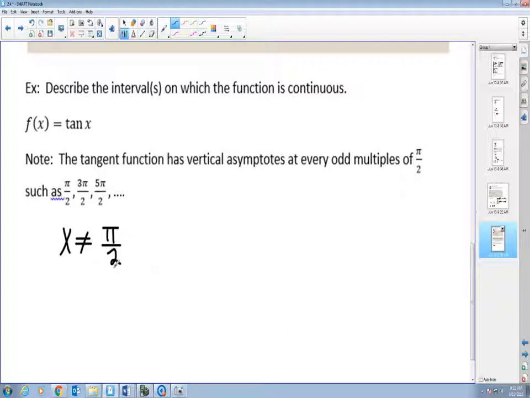So how do I describe the following one? If I got pi over 2 here, how do I describe 3 pi over 2, and then 5 pi over 2, and so on and so forth? What I can do is say x cannot be pi over 2 plus an integer n times pi, where n is an integer.